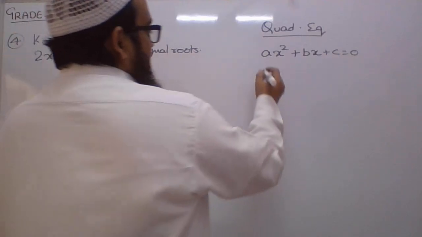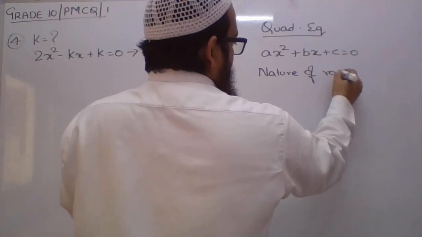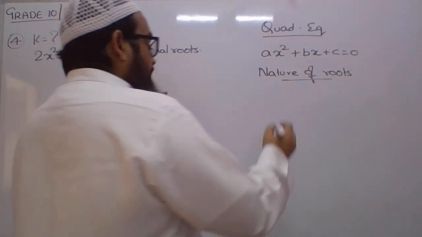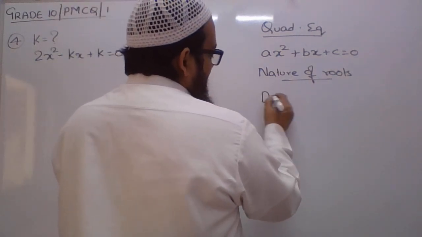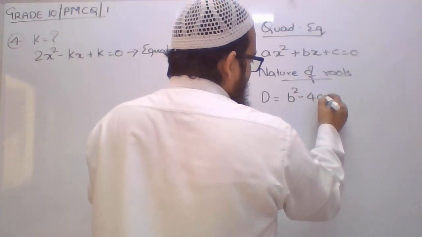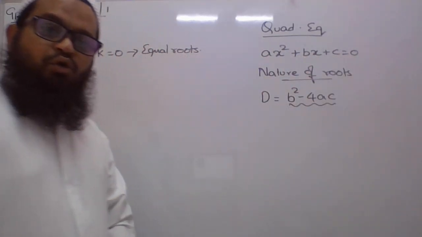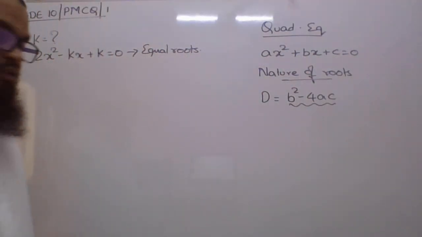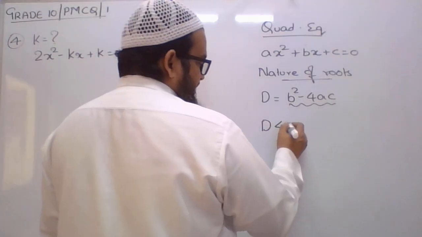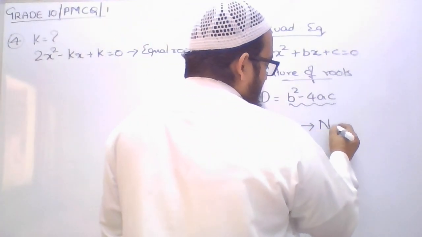And when he is talking about roots, the concept is nature of roots. What is nature of roots? Nature of roots is determined by the discriminant. What is the discriminant? b square minus 4ac. And we have already seen a, b, c are the coefficients of the variable. So what is b square minus 4ac? If the value of the discriminant is less than 0, then the roots are not real.